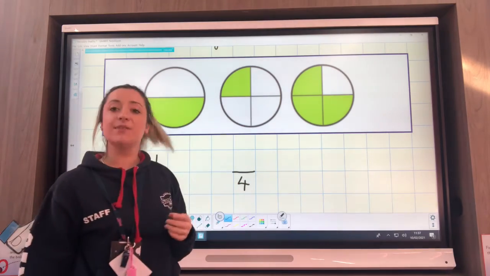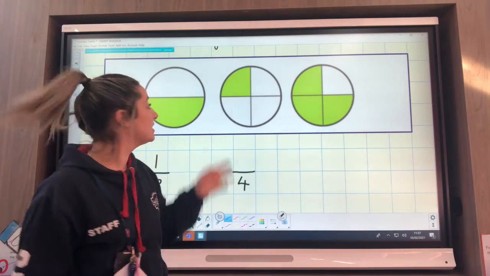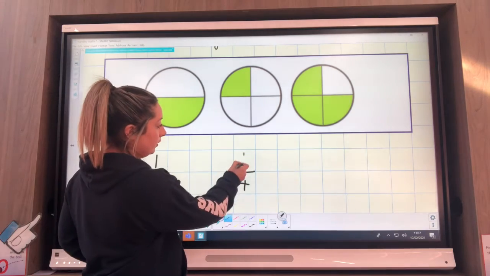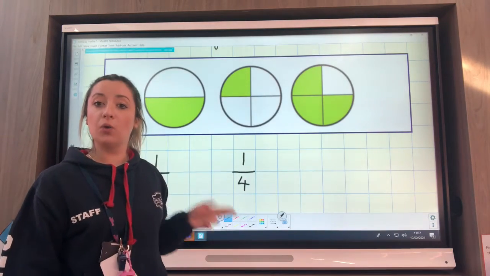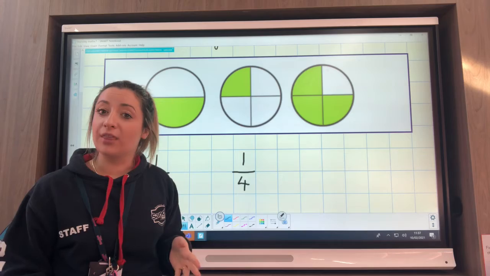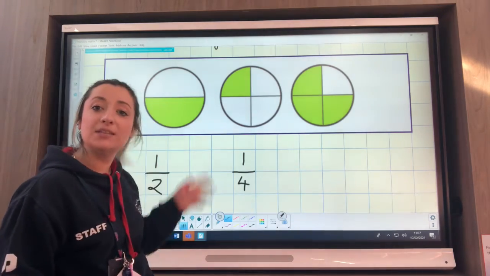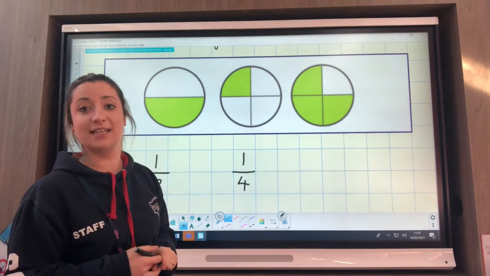My numerator is how many of those parts are shaded, which is 1. And this should say 1/4. So well done if you got that at home. Let's move on to our final representation of yesterday's challenge.